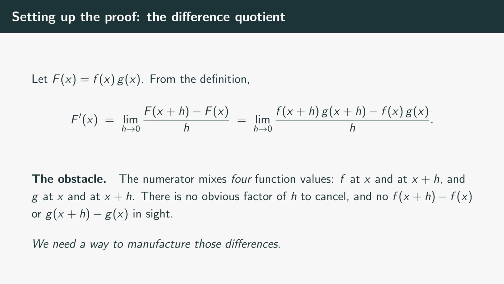Stare at the numerator for a moment. It contains 4 function values, f and g, each evaluated at x and at x plus h. Nothing factors. There's no obvious h to pull out. And critically, there is no f at x plus h minus f at x sitting anywhere, which is what we need to recognize the difference quotient for f. Same problem for g. The proof's only difficulty is manufacturing those differences out of an expression that doesn't seem to contain them. The trick is one of the slickest in the textbook.